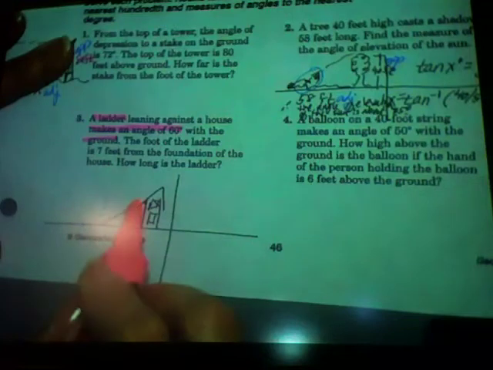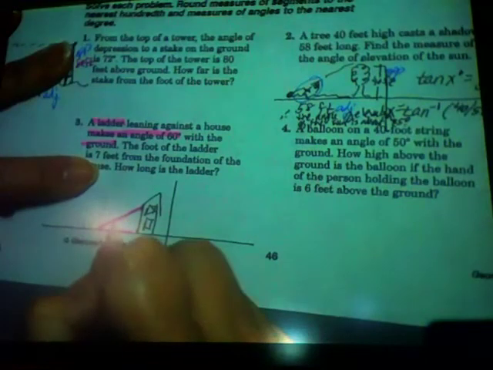So 3, well, they love ladders. A ladder is leaning against a house. So here's my house. Oh, I got a lovely window there, right? Here's my ladder. It makes an angle of 60 degrees with the ground. That was important. The ladder makes an angle of 60 degrees with the ground. So here's my ladder, and here's the ground. Do you see the angle?